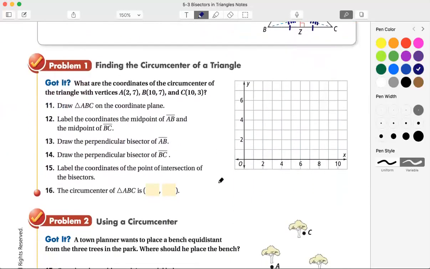All right. So what are the coordinates of the circumcenter of the triangle with vertices 2, 7, 10, 7, and 10, 3? Let's go ahead and graph those points first. Here's the point 2, 7. There's the point A. 10, 7. Here's the point B. And 10, 3. Here is the point C. So let's connect those dots.